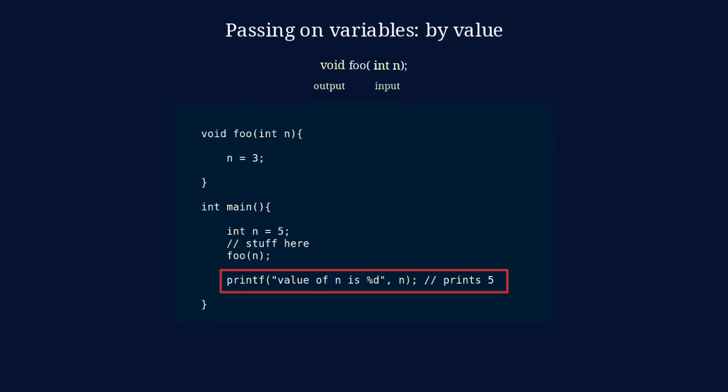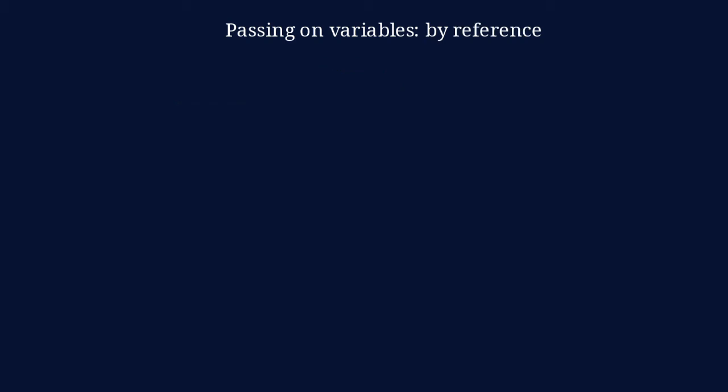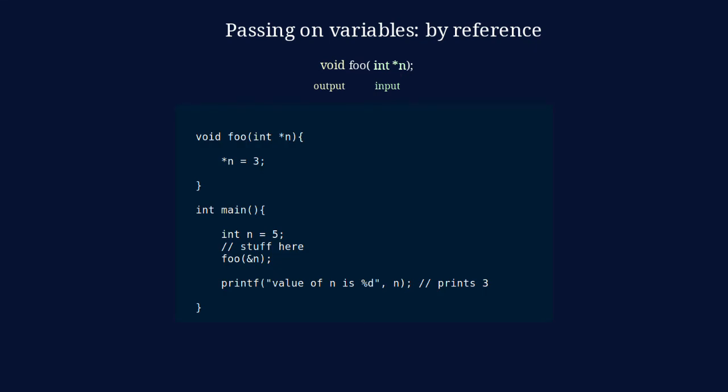So that's when you pass on a variable by value, but you can pass it on by reference. Now I have the same function foo, but this time I have the asterisk, meaning this is going to be a pointer. And then how do I call that function? Well, I'm going to do foo, and then the ampersand of n, because now what I'm doing is passing on the address of n. This is passing by reference.